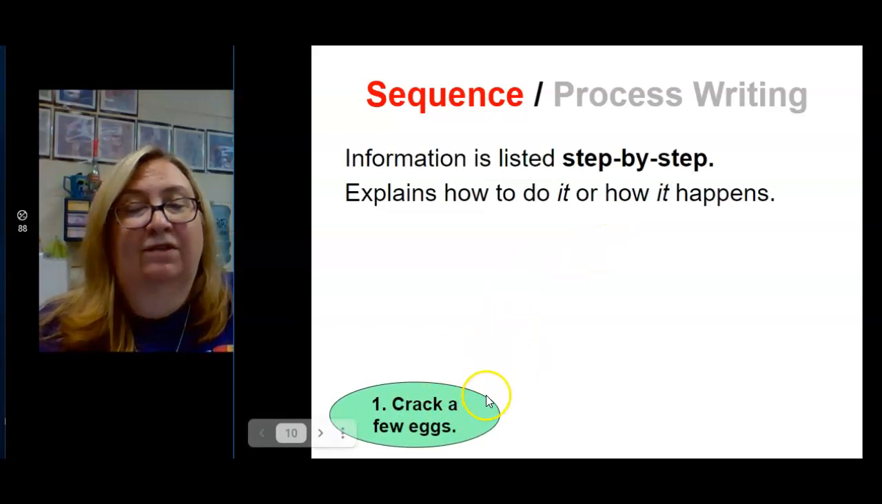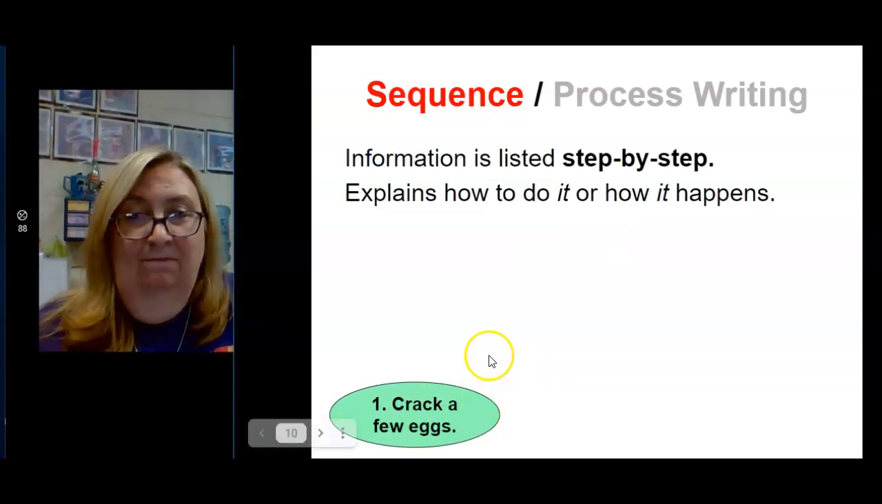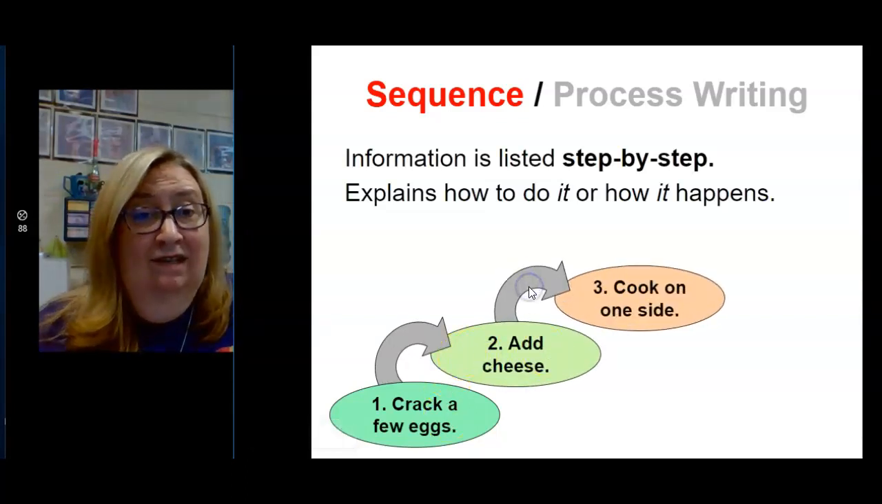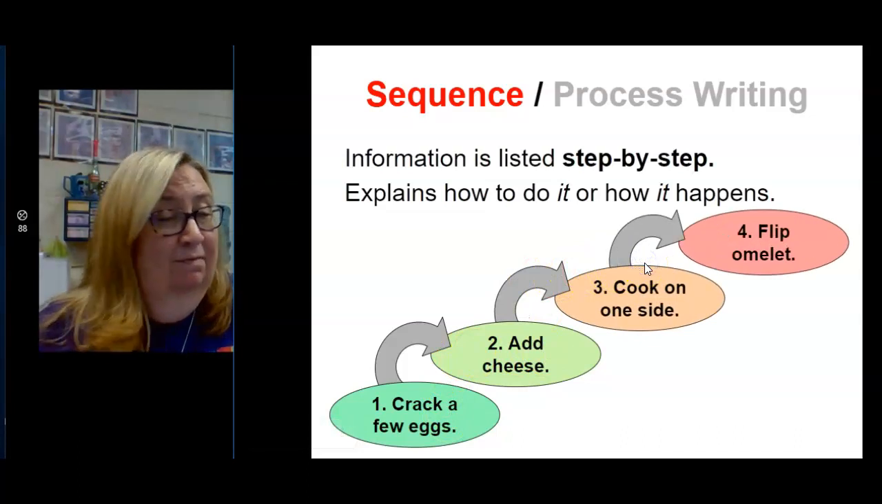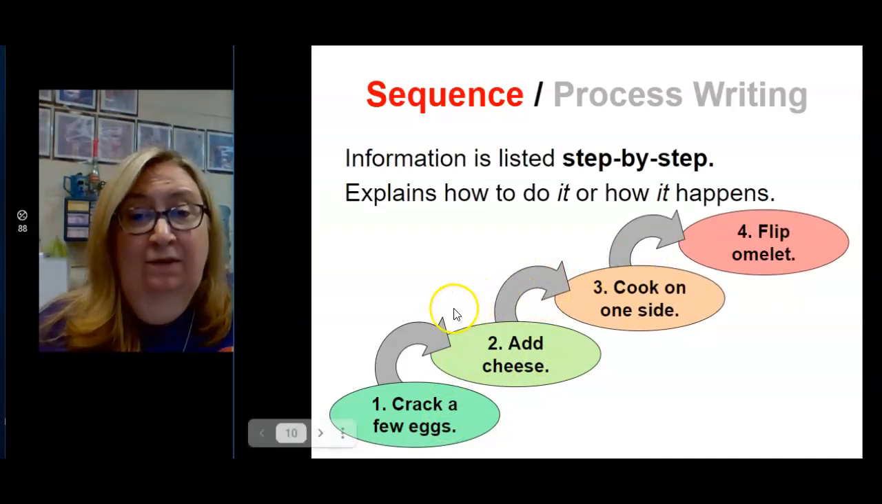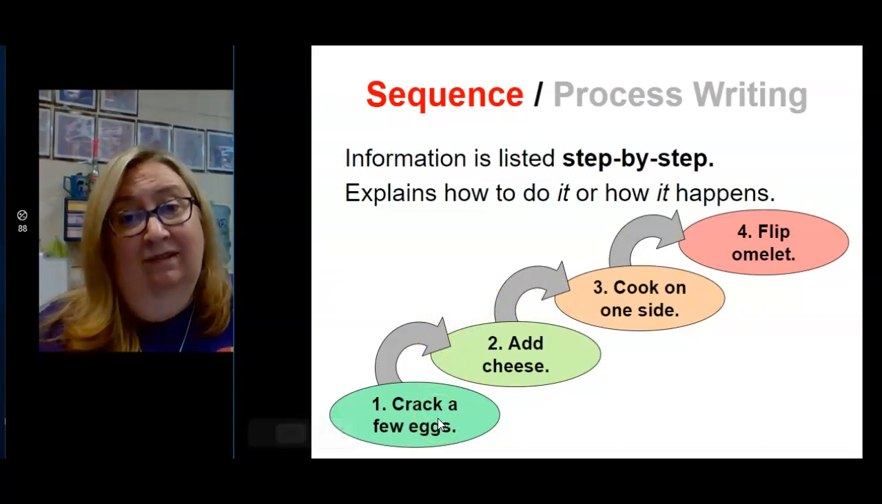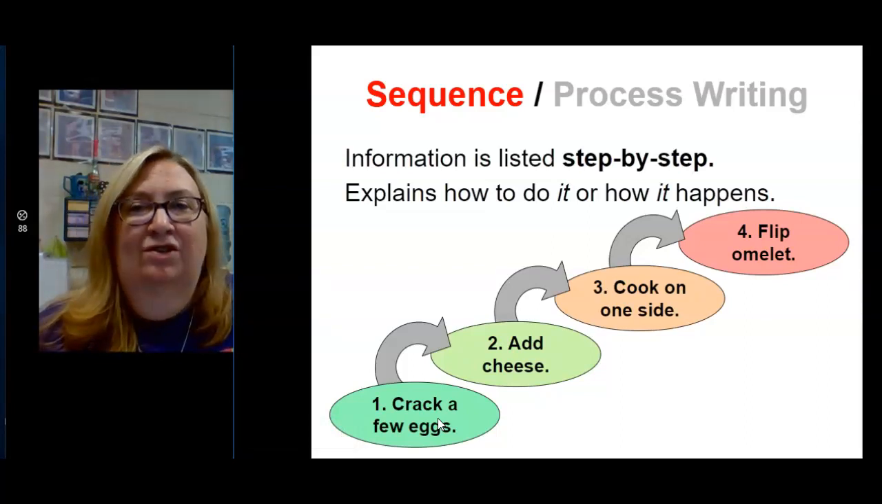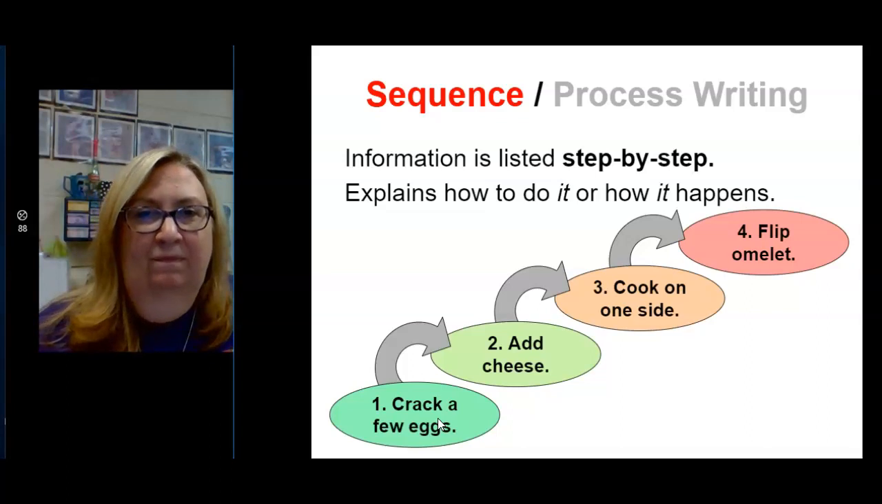So here's our very, very limited sequence process for making an omelet. Crack a few eggs, add cheese, cook on one side, flip the omelet. Now, you and I both know that if I just crack a few eggs, that's not going to do anything but make a mess. I have to actually crack the eggs and empty them into a bowl and throw the shells away. So this is not a great example. It's just showing you the steps to do something, okay?